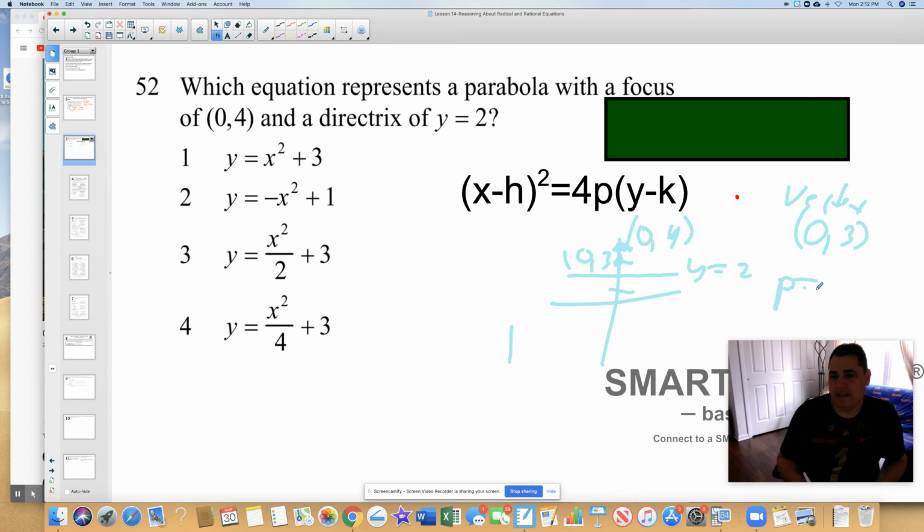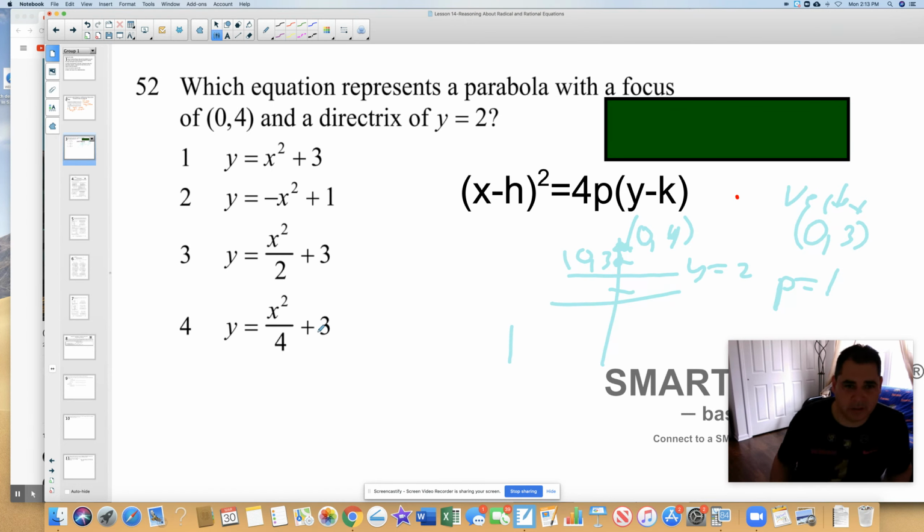Now my P is the distance from my turning point, or my vertex, to either the focus or the directrix. It's equidistant. That's 1. Another way to find P is to figure out the distance from your directrix to your focus and divide by 2. It's 2 units from my directrix to my focus. Divide that by 2, so 2 divided by 2 is 1. So my P is 1. I got my (h, k), I got my P, and now it's time to plug it right into the formula.